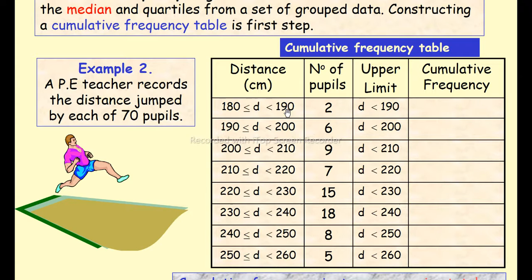And then we have the number of students who jumped between 200 and 210, 210 and 220, 220 and 230, 230 and 240, 240 and 250, 250 and 260. And the number of students associated with that would be 9, 7, 15, 18, 8, and 5.